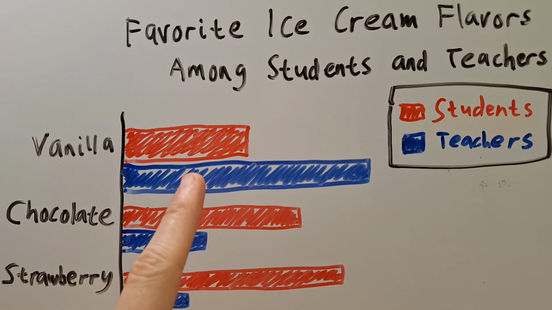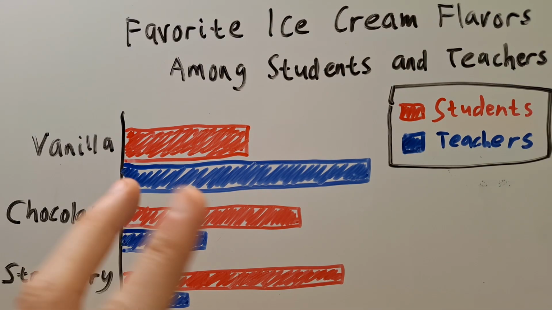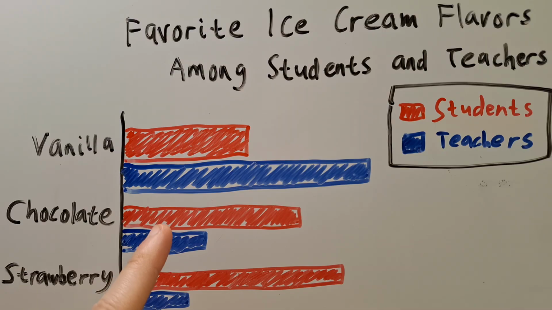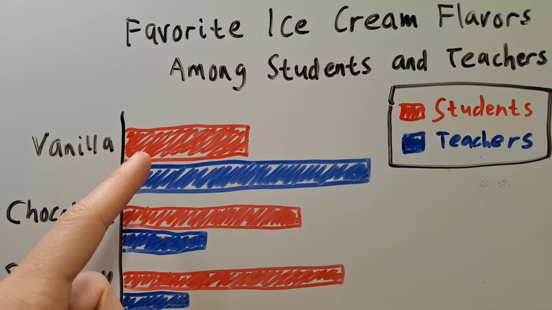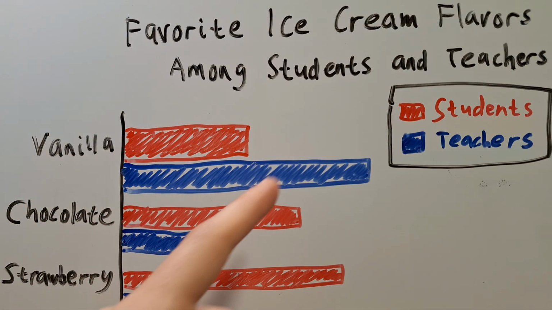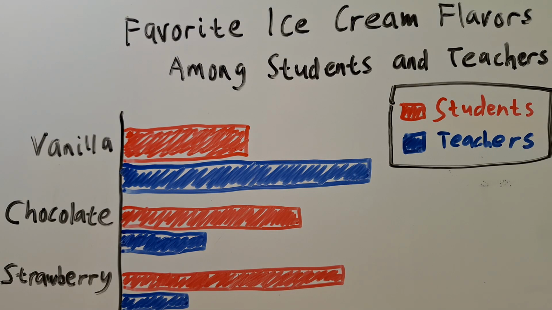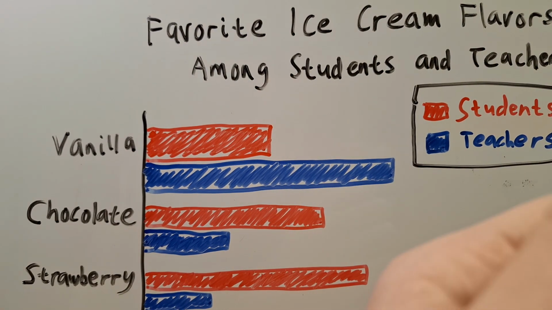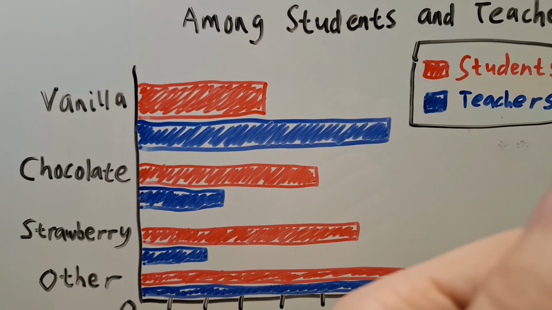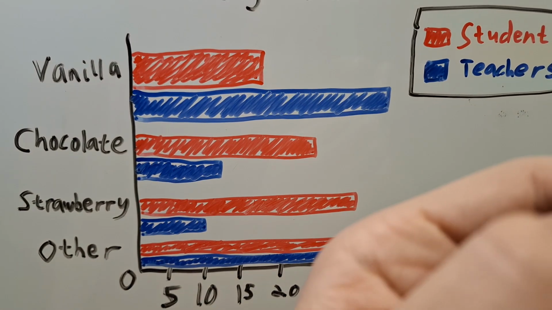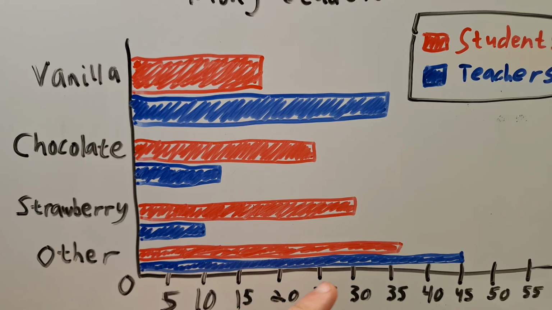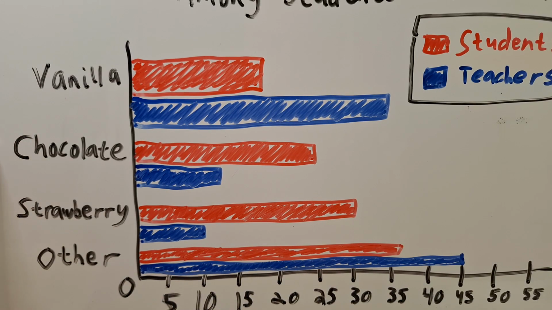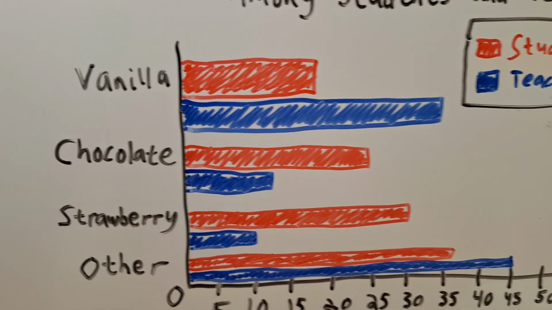Now a double bar graph can be used to compare two sets of data, and here I'm showing the comparison between students and teachers about their favorite ice cream flavors. I label red for students and blue for teachers. And here we got a couple of flavors. I got a couple more down here, as well as the numerical amounts down here. So we got vanilla, chocolate, strawberry, and then if they liked something other than those three, that would be this one here. So let's take a look at a couple of questions that we may come across.